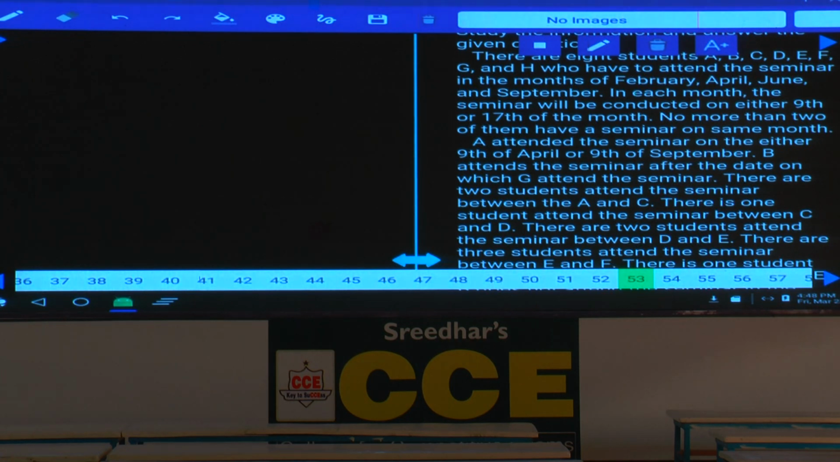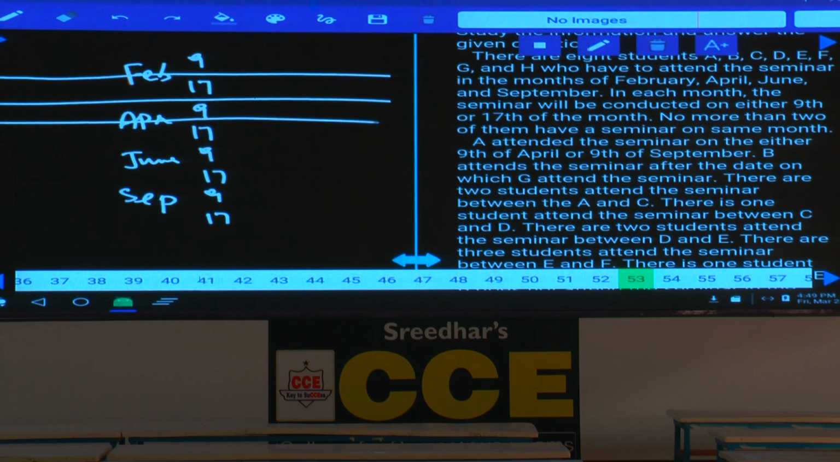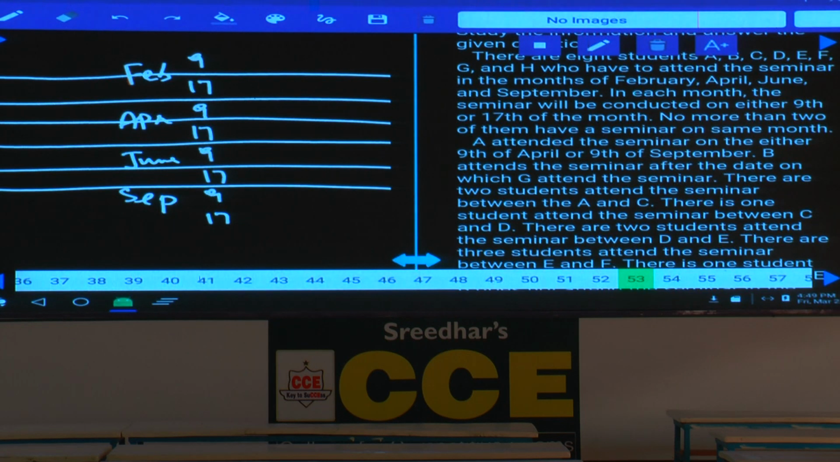Feb, April, June and September. Now this is Feb. How many days are there in this one? Feb 9th and Feb 17th. Now Feb 9th is one, Feb 17th the next one, and then April, June and September: April 9 and April 17, June 9 and June 17, and September 9 and September 17, isn't it? So how many possibilities do we have? In total we have 8 different dates in 4 different months, 9 and 17 and so on.